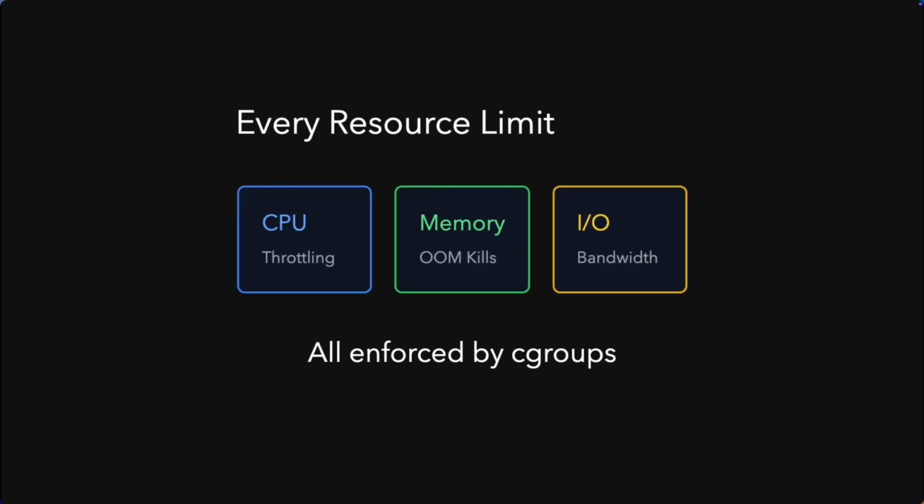And every resource limit you have ever set, CPU throttling, memory caps, or I/O bandwidth, it all goes through cgroups. And if you don't understand how cgroups actually work at the kernel level, you're debugging in the dark. Today we are going deep. We are going to look at two architectures, cgroup v1 and v2, understand why v2 exists, and learn how Kubernetes translates your pod specs into kernel-level resource controls. So, let's start at the bottom.